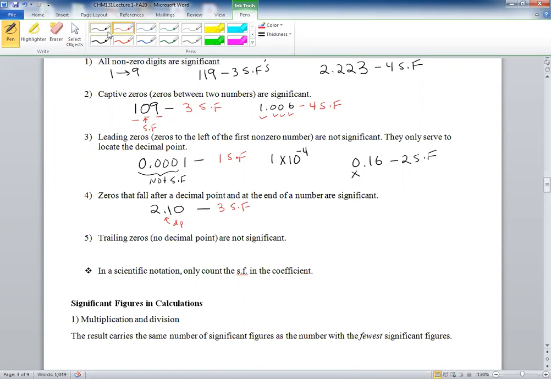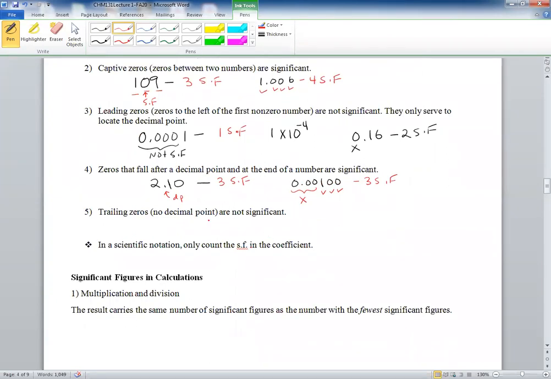If I have a number such as 0.00100, well, remember we just talked about these in 3. These are leading zeros, they do not count. But let's see if the criterion applies, the 4 applies to these zeros. So let's judge. We have a decimal point, here it is, and they come at the end of a number, so they must be significant. So in this case, we have also 3 sig figs, or significant figures.